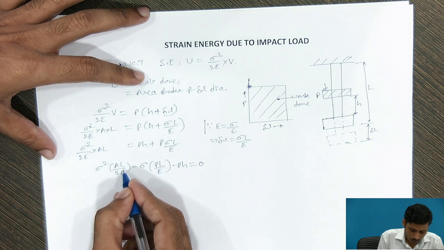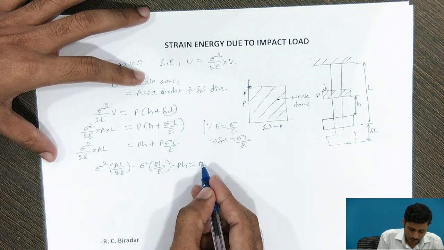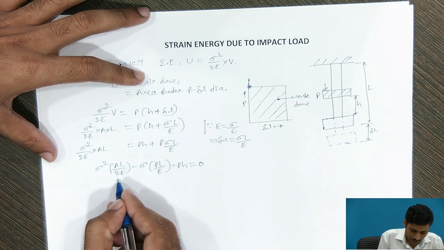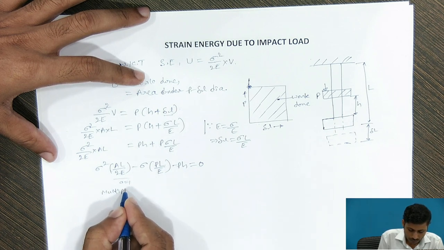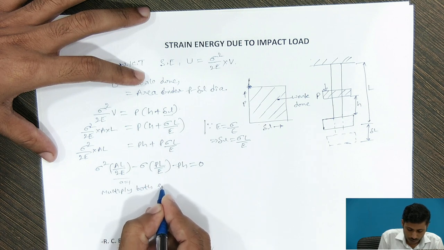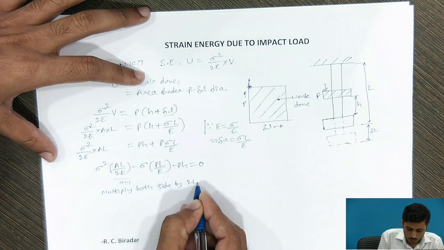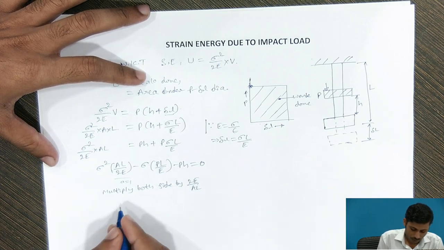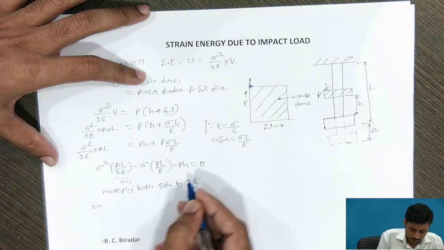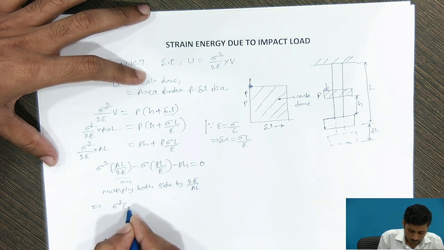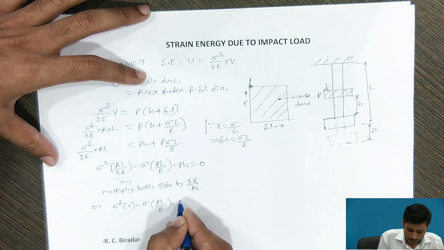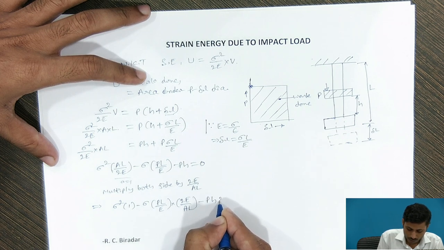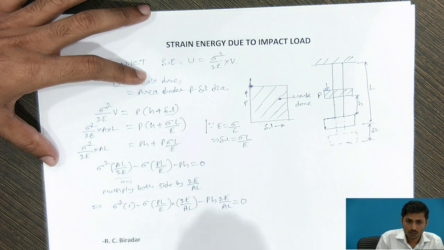So from this above equation, I can say that this is a quadratic equation form. So here, to make this term A equal to 1, multiply both sides by 2E by AL times, then I get sigma square into 1 minus sigma in bracket of PL by E into 2E by PAL minus PH 2E by AL equal to 0.